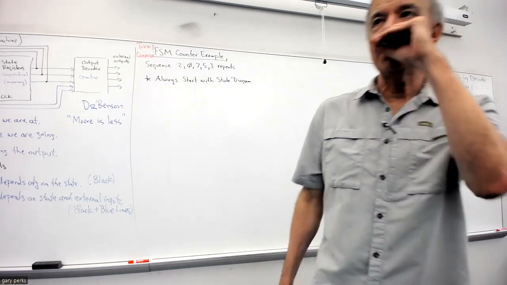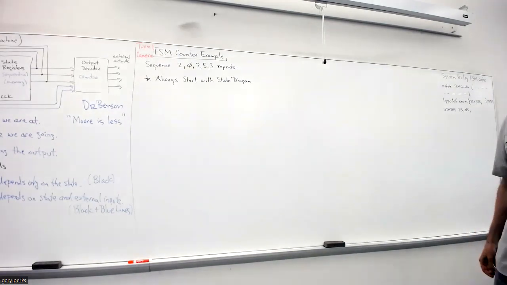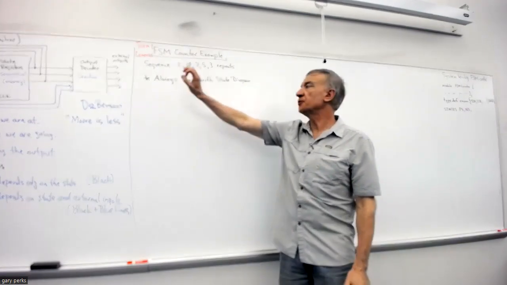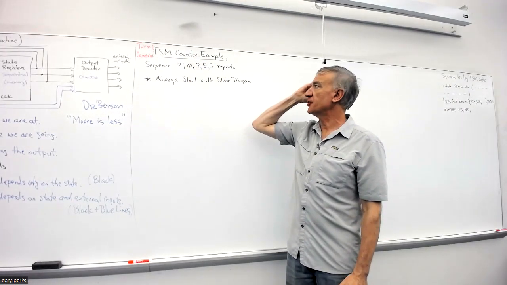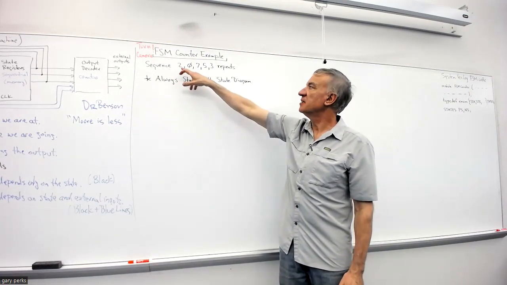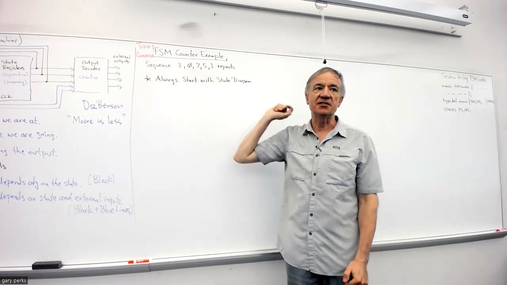Okay, it looks like it's 5 of, so let's go ahead and continue on now. So, like I said, we're gonna go through this example. Okay, it's an FSM counter that can do this sequence here. You know, it starts at 2, then 0, 7, 5, 3, and then it just repeats.